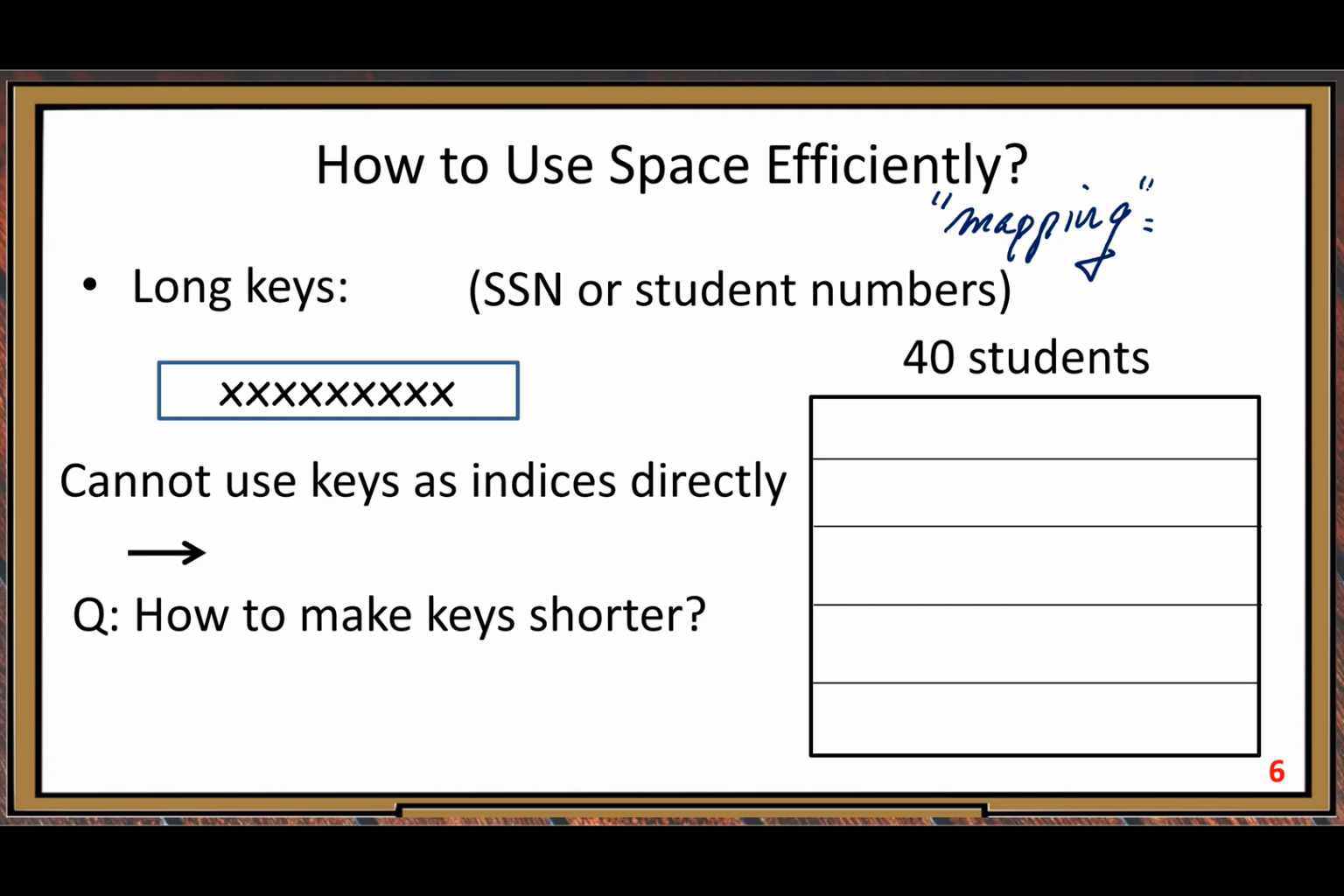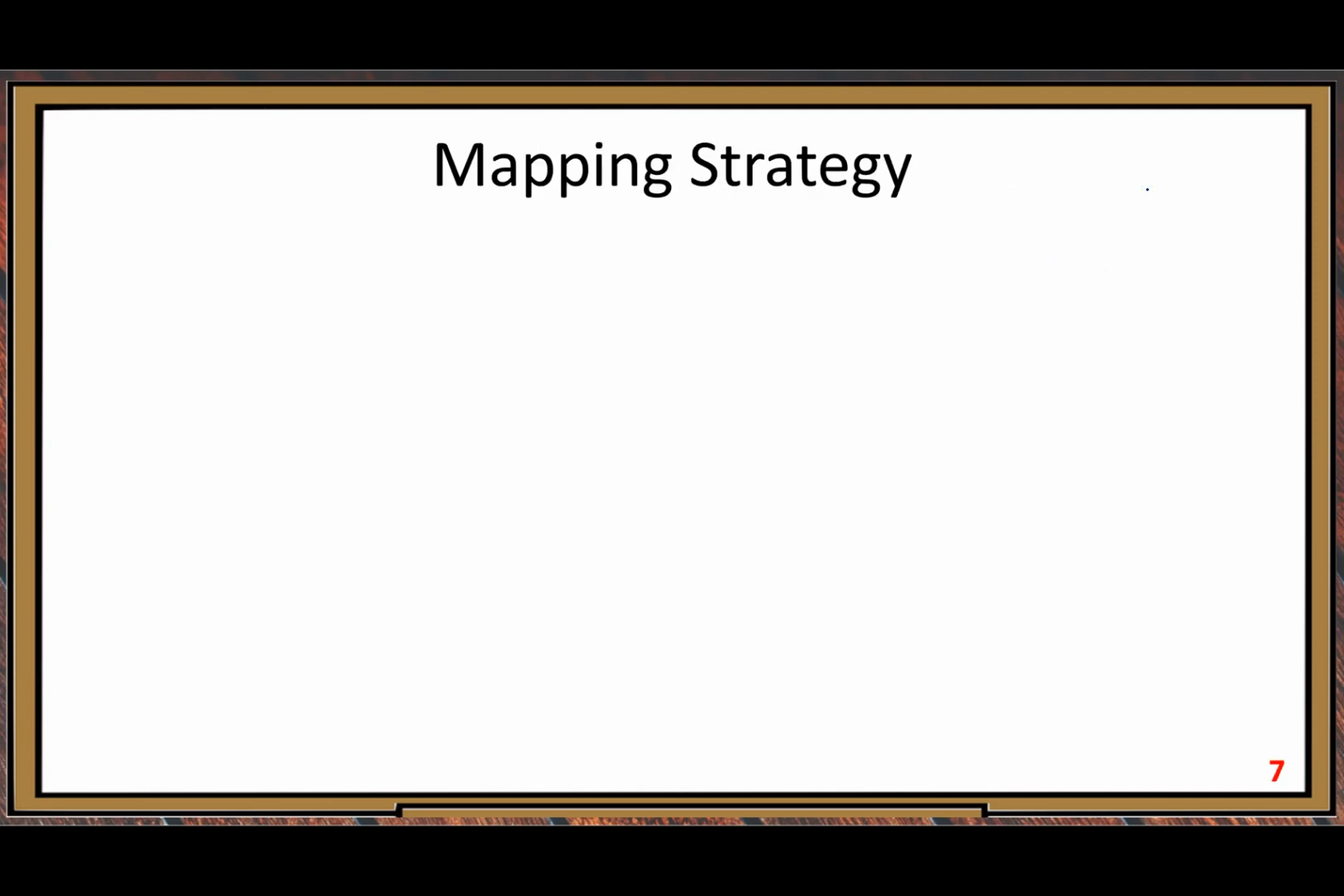There are so many different ways. Some of the ways are good, some of the ways are not good. So we need to study that. We want to avoid bad mapping functions, and we want to choose good mapping functions. So we will study that kind of details. Mapping strategy: there are many different strategies, so let's study them one by one. What is a good mapping?